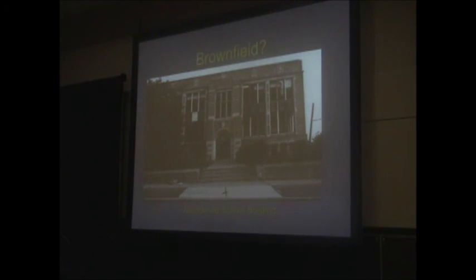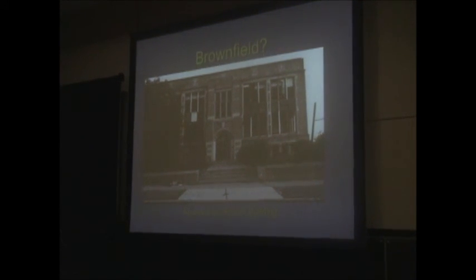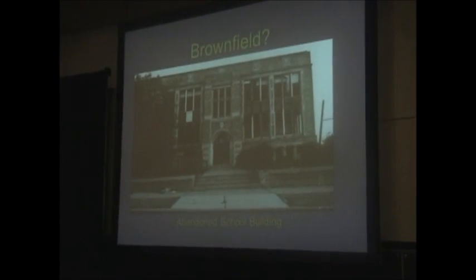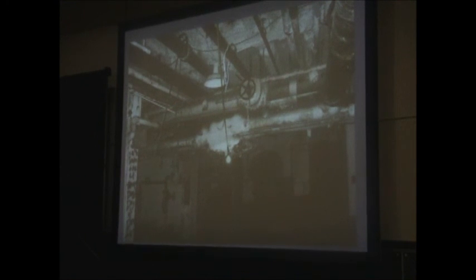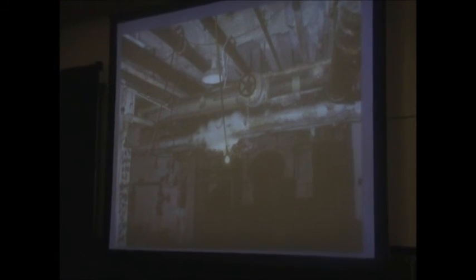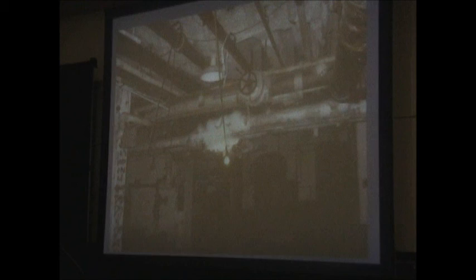An abandoned school building, essentially any building built before 1978 has the potential to be a brownfield, simply based on the fact that there's probably lead-based paint somewhere in that building. And you can see kind of a disaster in the basement there. Asbestos, lead pipes, who knows what else. And this is an industrial site.